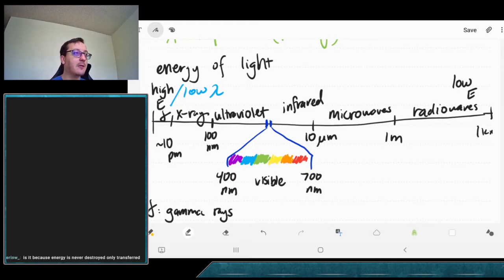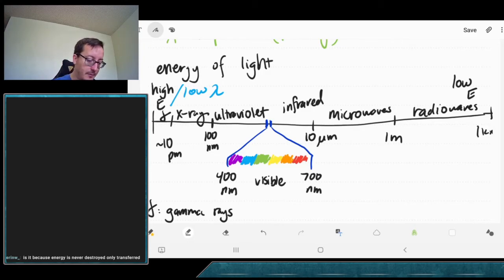And then radio waves, you can't really do much with those. But that's where your Wi-Fi is, where your cell phones are operating, radios, television, all operate in the radio wave area. And again, we see here that the wavelength of the light is the opposite of the energy.